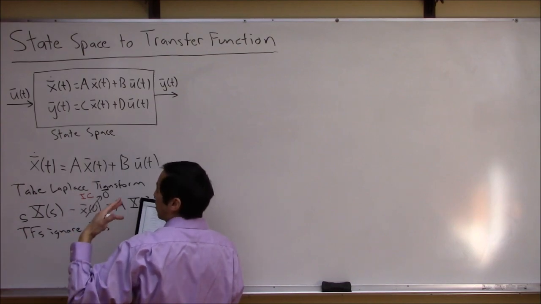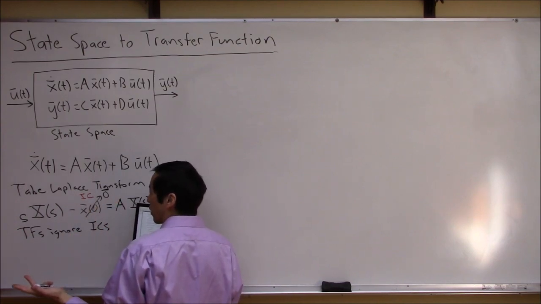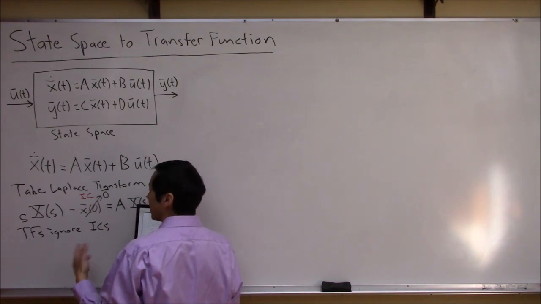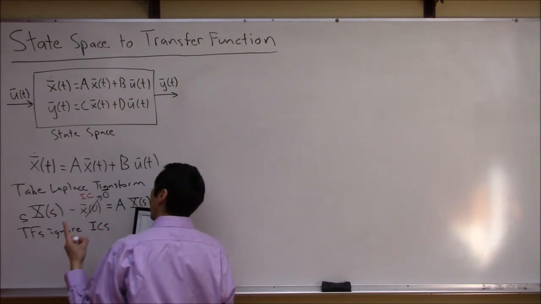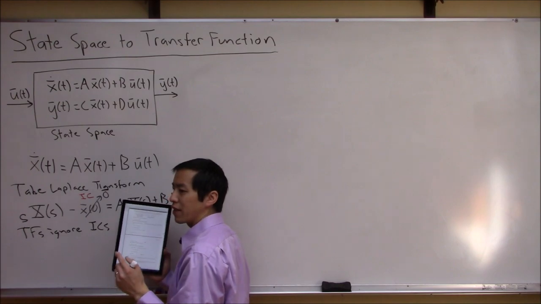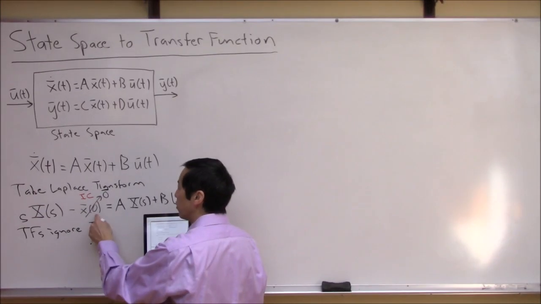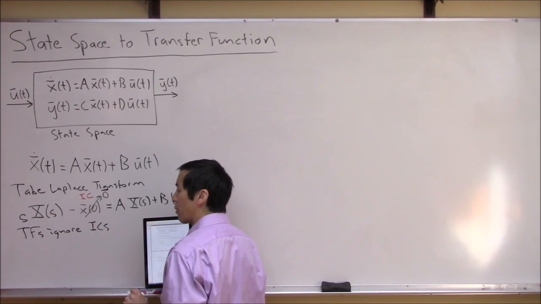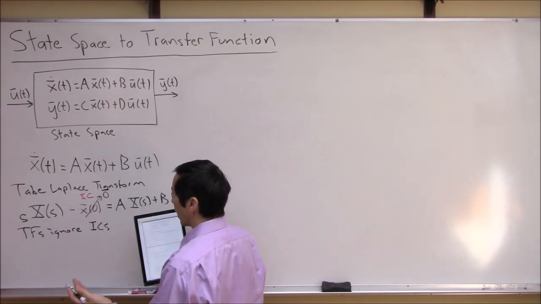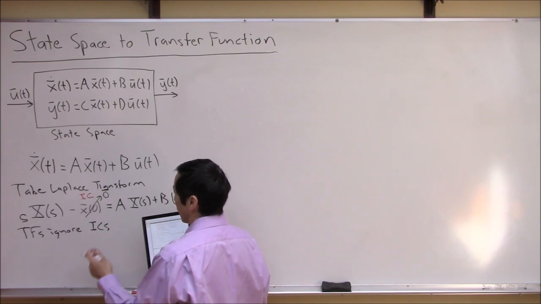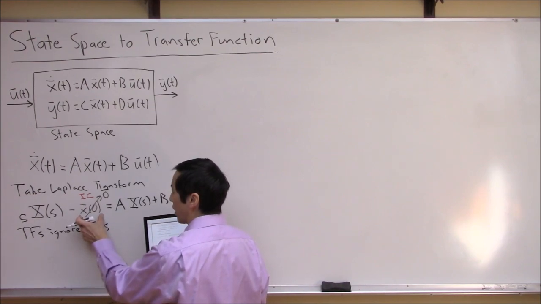And again, this is the same thing we did when we were deriving transfer functions from ordinary differential equations. We had to make this assumption, and this is one area where a transfer function is somewhat inferior to a state space representation, because we lose this information, and this is exactly the step where we're losing it. Okay, if we're willing to lose that information, that's great. We can make some next steps.